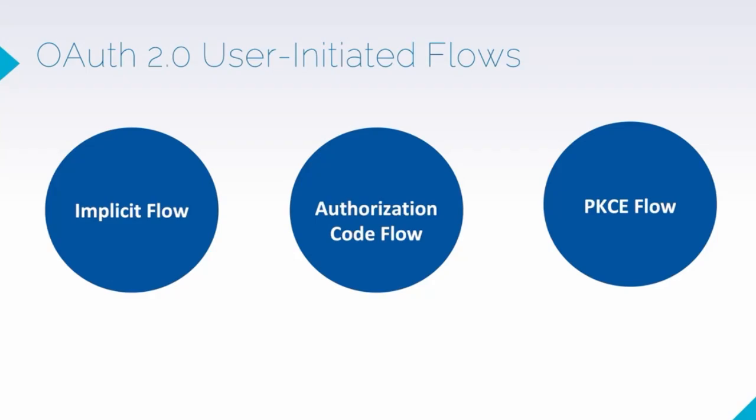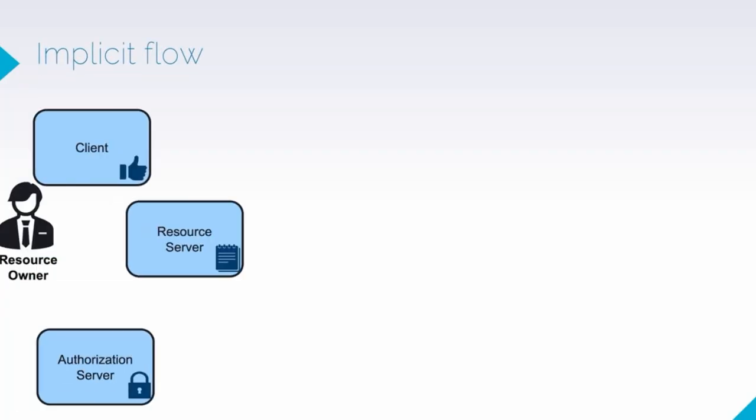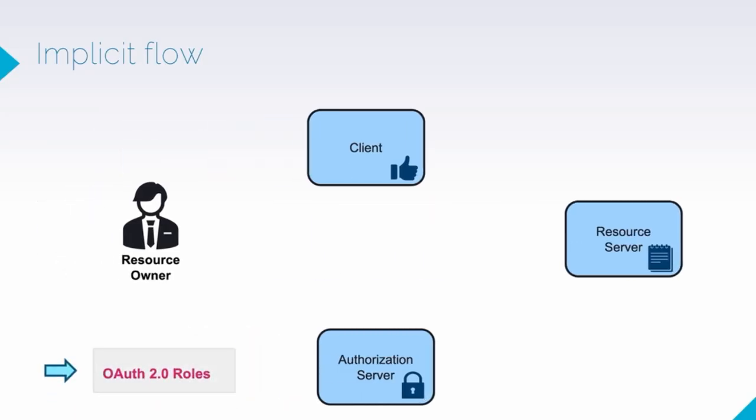Let's start with the implicit flow, the simplest of the user-initiated OAuth 2 flows. It's very similar to the standard OAuth 2 flow we covered in the last chapter, but with some deeper technical details. First, we have the familiar OAuth 2 roles: the resource owner, the client, the authorization server, and the resource server. The authorization server has a specific endpoint called the authorize endpoint. This is where the resource owner is prompted to authenticate.